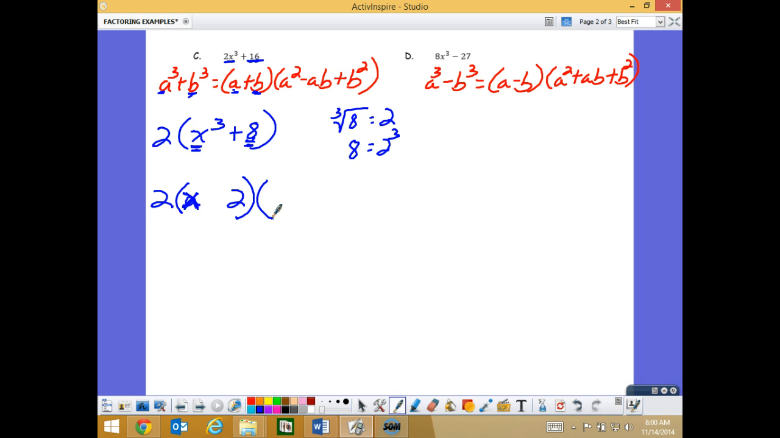And then you'll notice that the second set of parentheses stems from this first set. The first one is a squared, so x squared. And then the product of a and b, so we have x times 2. The product of these two, we have 2x. And then finally we have b squared. 2 squared is 4. So that's what we have left.